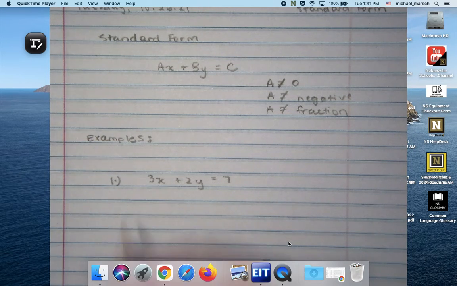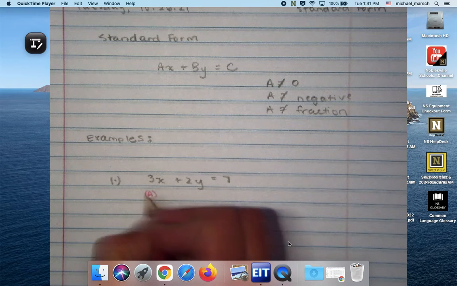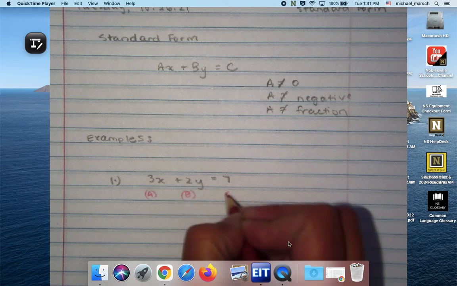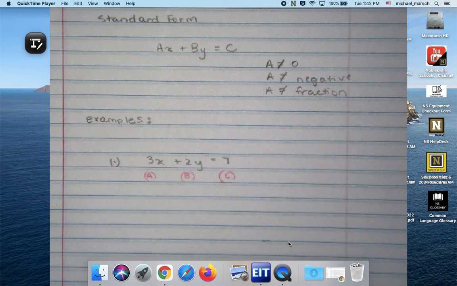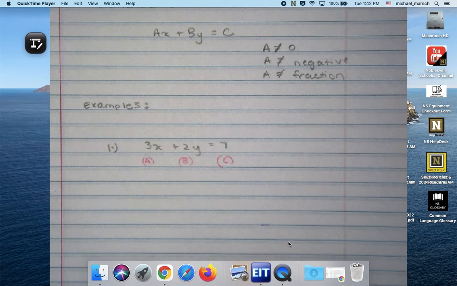So this is A, this is B, and this is C. A, B, and C. So that's where the ax plus by equals c comes into play. It can be red, orange, it doesn't have to be exactly red. It can be some form of purple.